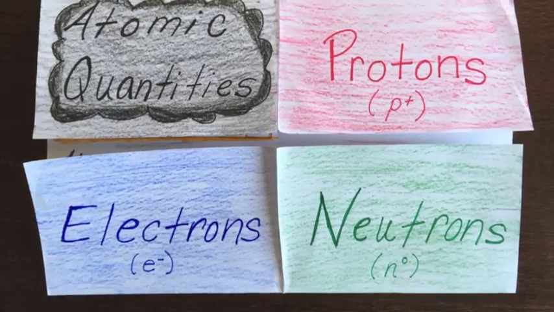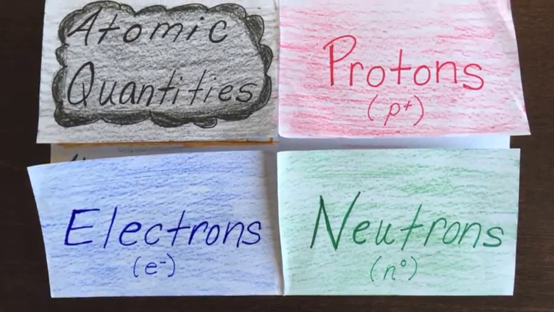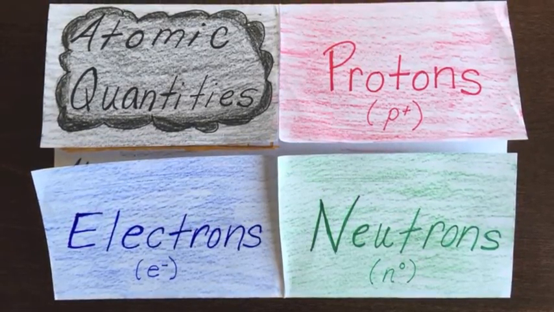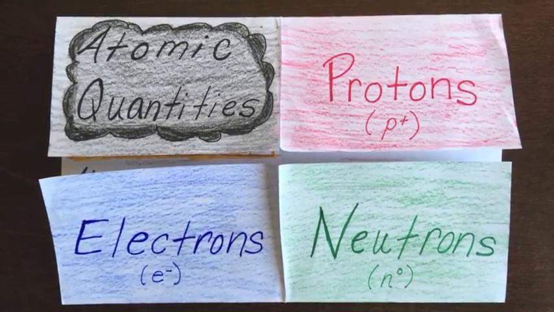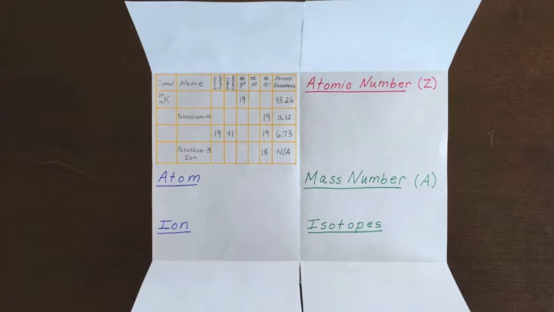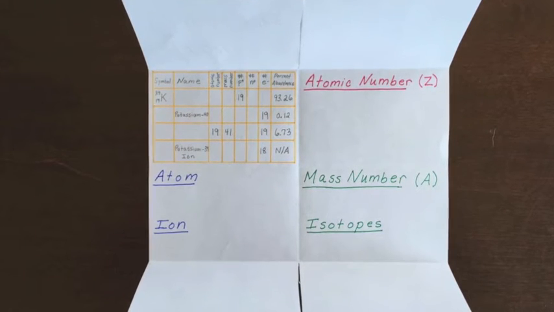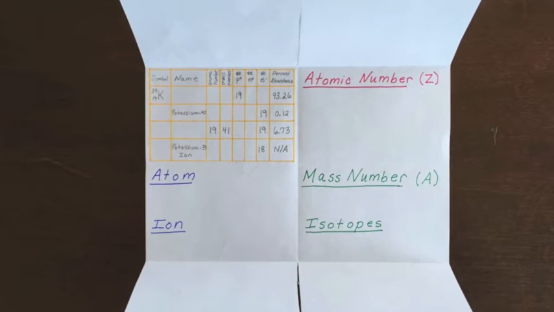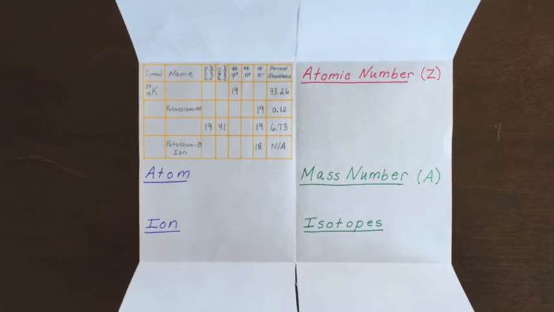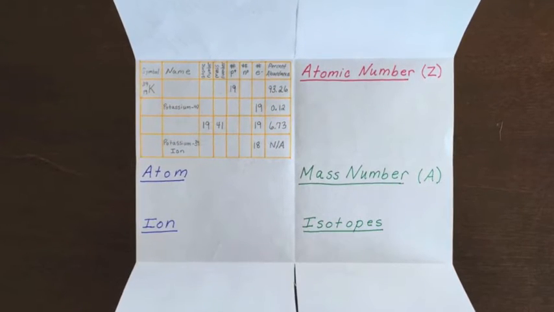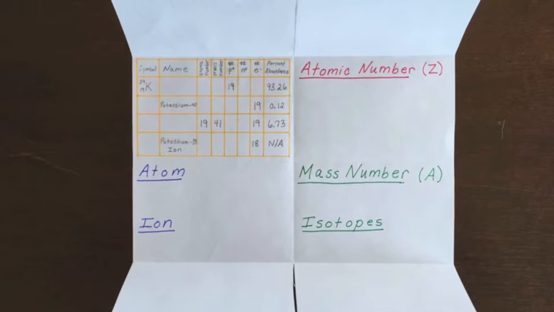And the 3 most common atomic quantities for an atom, an ion, or an isotope are protons, neutrons, and electrons. Underneath each of those sections, you'll define a term that helps you find that quantity. So for protons, it's atomic number. For neutrons, it's mass number and isotope. And for electrons, it's atom and ion.